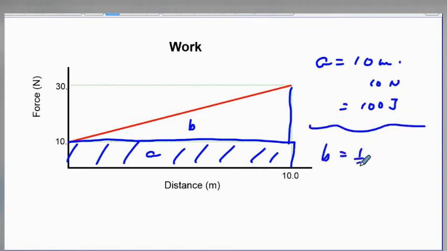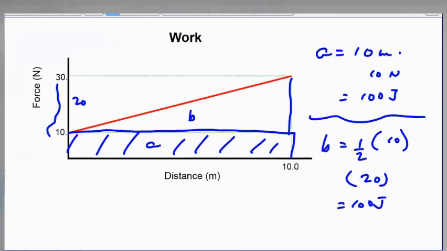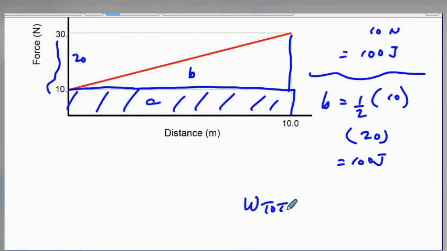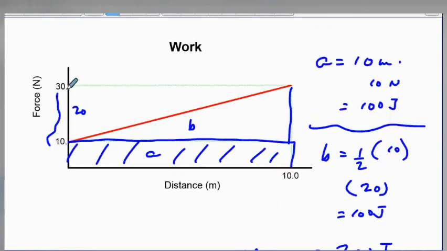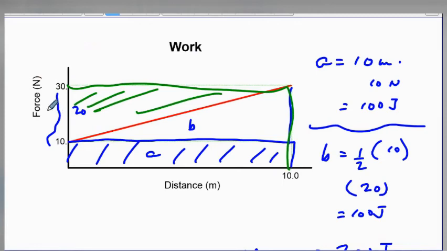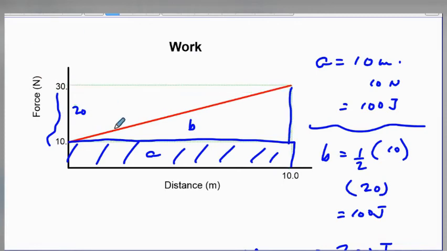B is a triangle. Remember, it's 1/2 the base times the height. The base here is 10, and the height here is 20. Be careful. It's going from 10 to 30. That's got a height of 20. So 10 times 20 is 200 divided by 2. That would be 100 joules. So my work total equals 200 joules. And of course, there are other ways you could have done it. You could have found this space and subtracted that one if you so choose. There's more than one way of solving this.